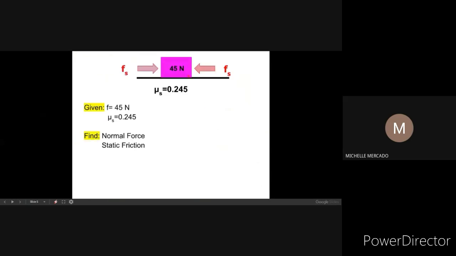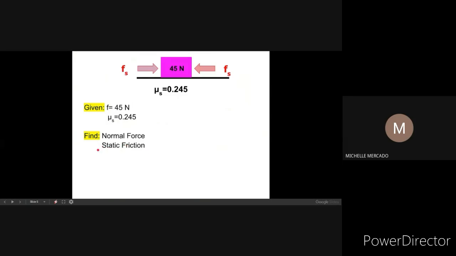Next, problem number 2. For example, a box resting on the floor. The box has 45 Newton. The coefficient of static friction is equal to 0.245. First, we identify the given in order to find the normal force as well as the static friction. The given frictional force is 45 Newton, and the coefficient of static friction is 0.245.